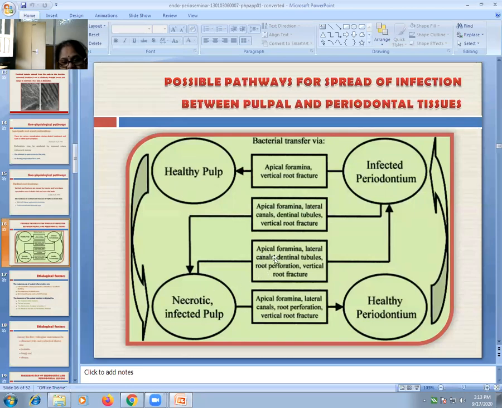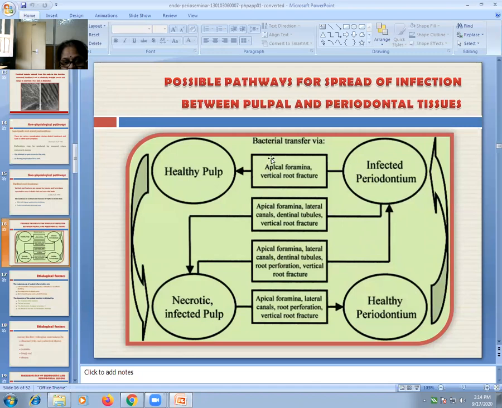Then you see this: if necrotic pulp tissue is there, it will again, via the apical foramina, lateral canals and dentinal tubules, and with root perforation and vertical root fracture, infect the periodontium. So they are interacting again. If there is a necrotic pulp, it will be through the apical foramina, lateral canal, root perforation and vertical root fracture. It will convert the healthy periodontium to an infected periodontium. So this cycle will go on.